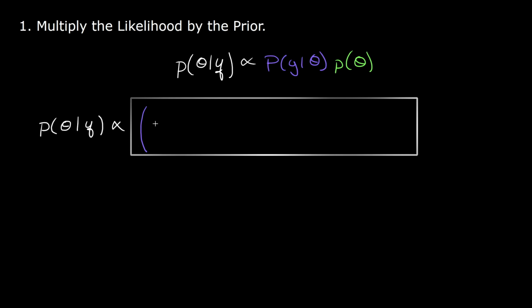Let's start by writing out the likelihood multiplied by the prior. If we have n independent data points, this is a product of normal distributions with mean theta and variance sigma squared. Multiplied by the prior, a single normal distribution with mean mu0 and variance tau squared.